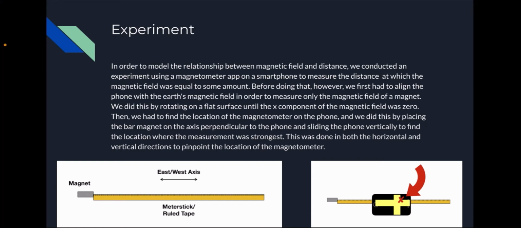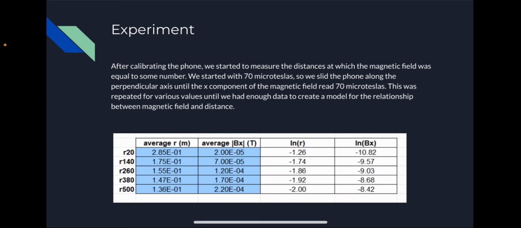We did this by rotating the phone on a flat surface until the x component of the magnetic field was 0. Then we had to find the location of the magnetometer on the phone, and we did this by placing the bar magnet on the axis perpendicular to the phone and sliding the phone vertically to find the location where the measurement was strongest. This was done in both the horizontal and vertical directions to pinpoint the location of the magnetometer.